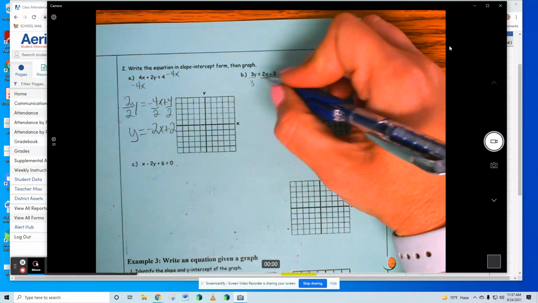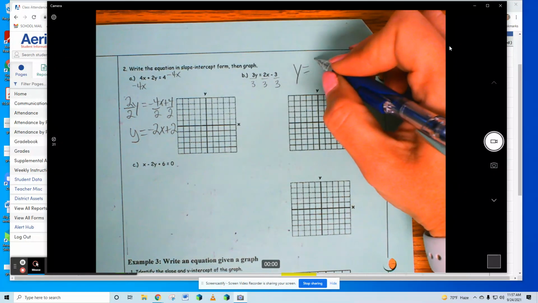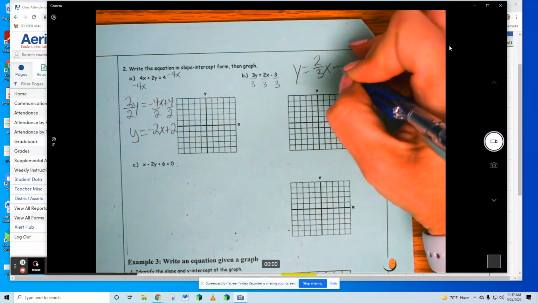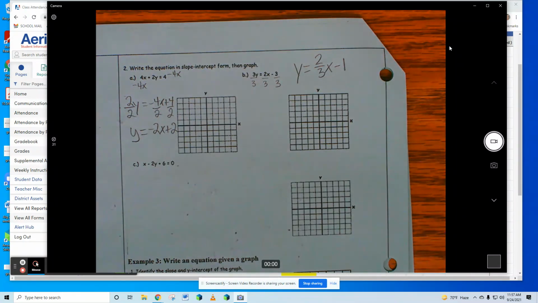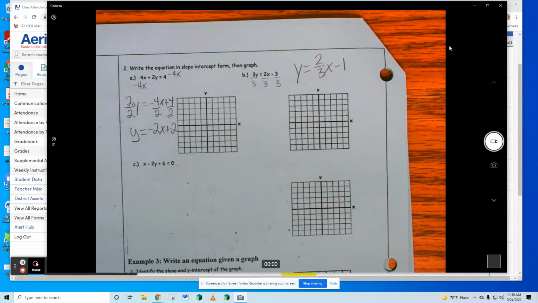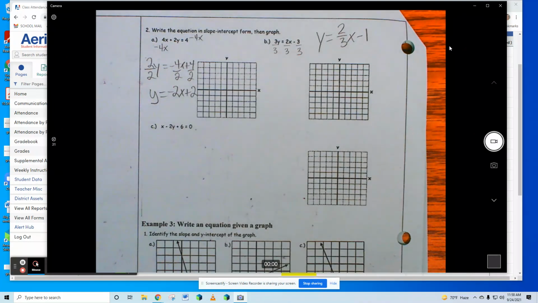Simple. All I have to do is divide by 3, everything. And 3 divided by 3 is 1. So nice. So easy. C is the trickiest one because everything's on one side.